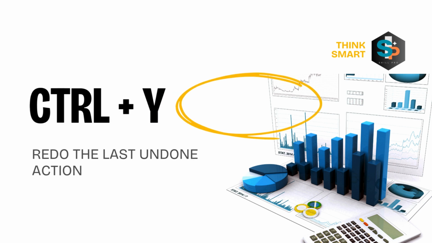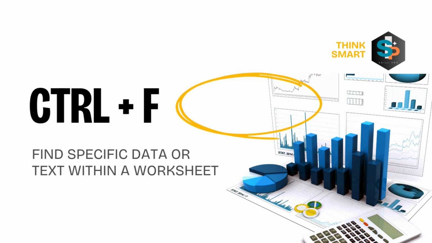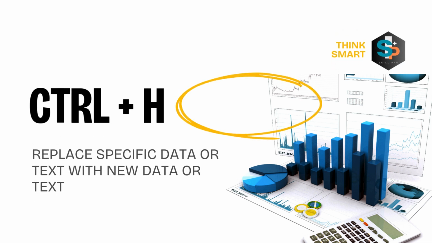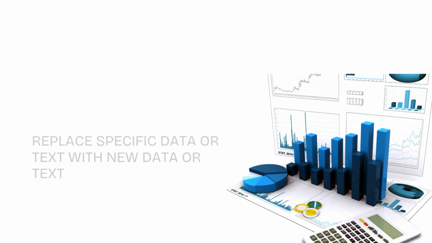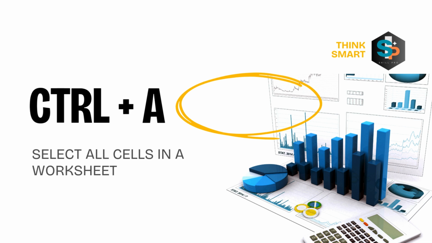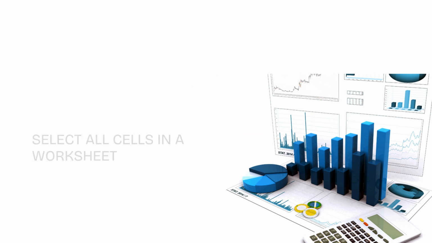Ctrl-Y to redo the last undone action. Ctrl-F to find specific data or text within a worksheet. Ctrl-H to replace specific data or text with new data or text. Ctrl-A to select all cells in a worksheet.